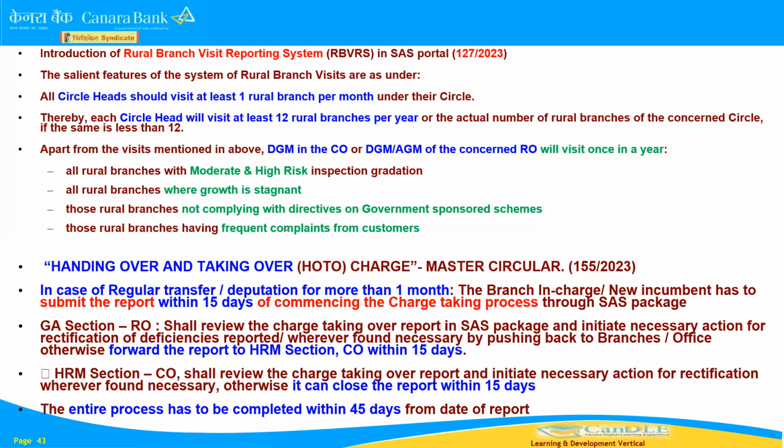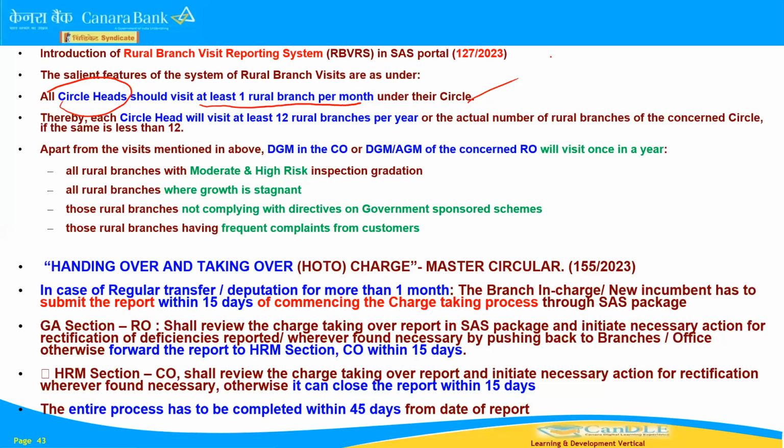Now coming to one more circular. This is the Rural Branch Visiting Report System, RBVRS. Rural branches will be visited by RO executives, the RO head or some DMs. The bank has given specific guidelines regarding rural branch visit reporting. All circle heads, please remember, circle head, not RO head, should visit at least one rural branch per month under the circle. He has to visit all the branches, but per month, at least one rural branch.